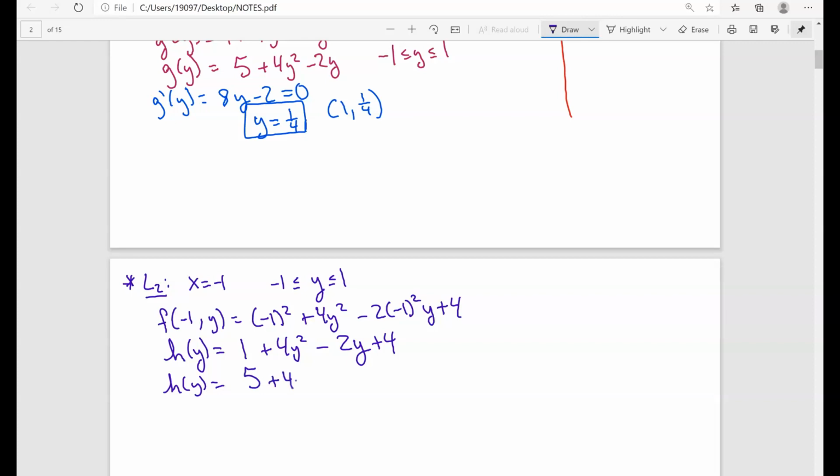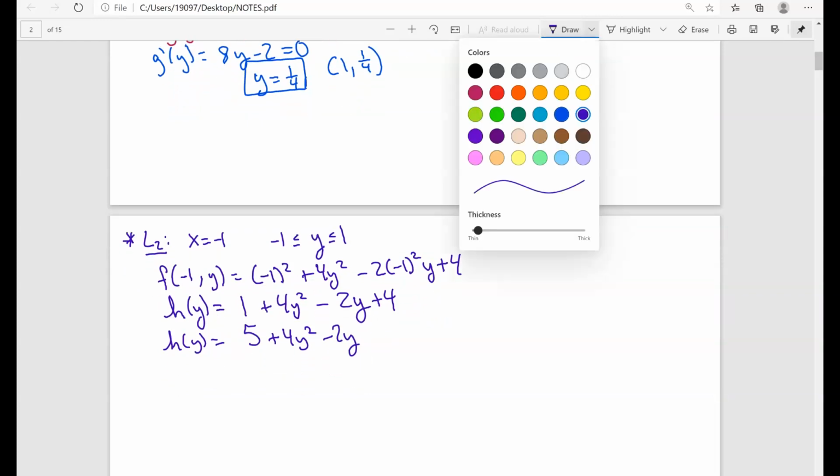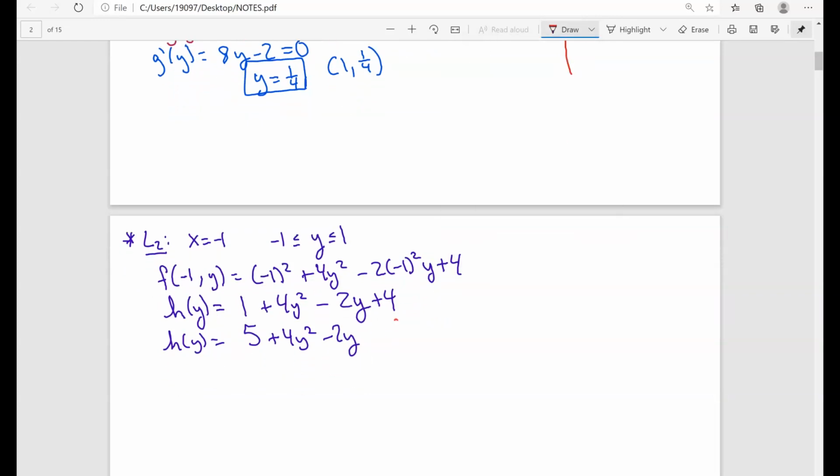5 plus 4y squared minus 2y. Okay, so this, you actually get the same as before. This is going to be the same as L1. Now be very careful, this does not always happen. We just got really lucky in this case. It doesn't always happen because it really just depends on the function. But in this case, it did.